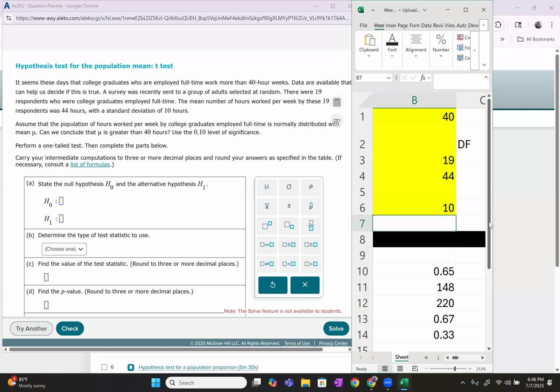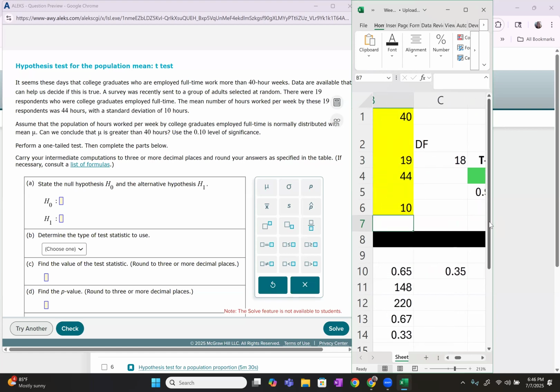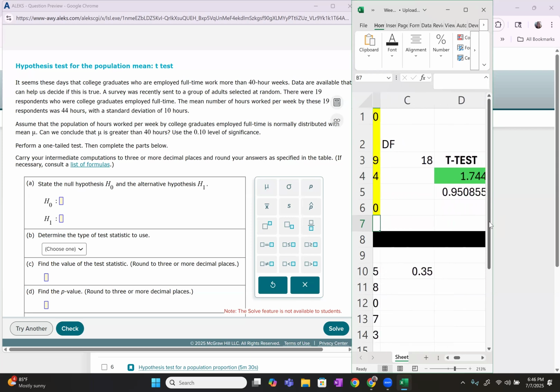Do we agree thus far? Morris? I'm gonna just say yeah. Okay, the degrees of freedom.